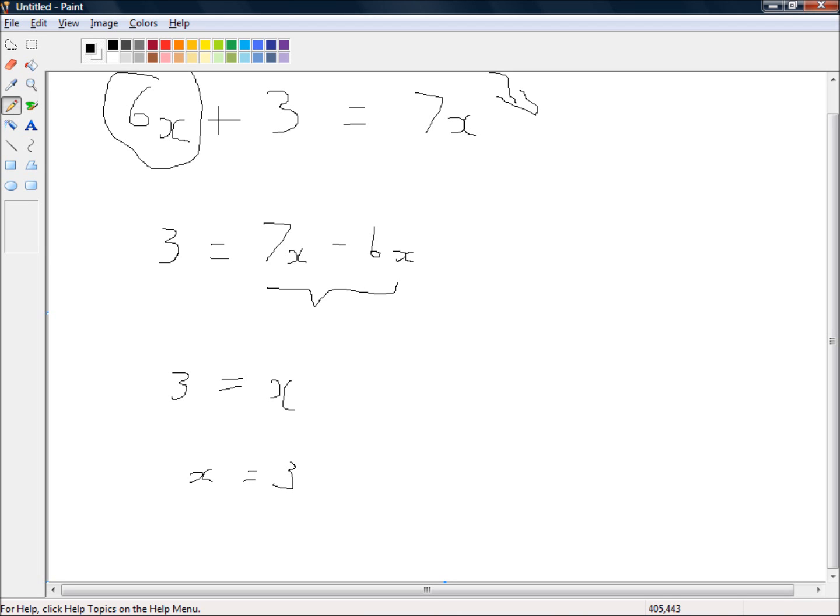Okay, I hope that was helpful. Why don't you have a go at moving around terms within an equation and moving terms from one side of an equation to the other and remembering to swap the signs.